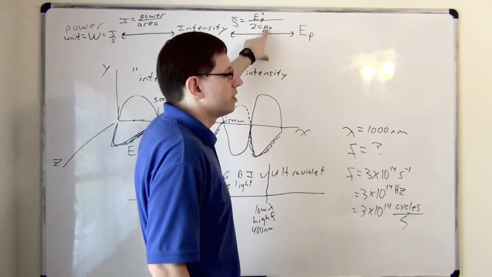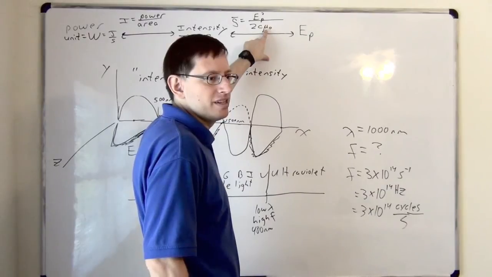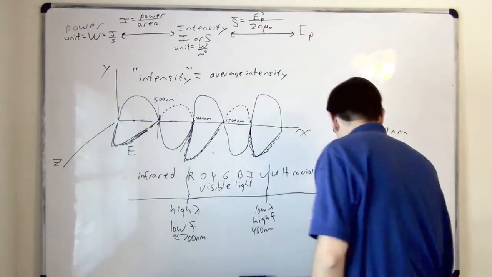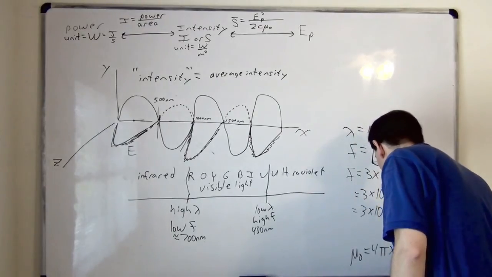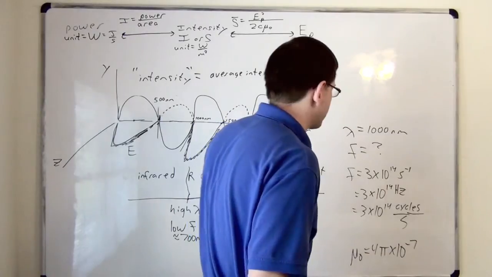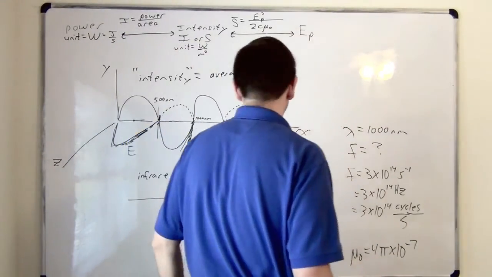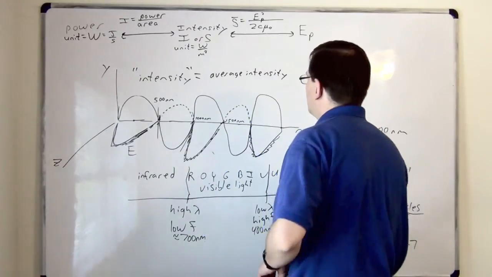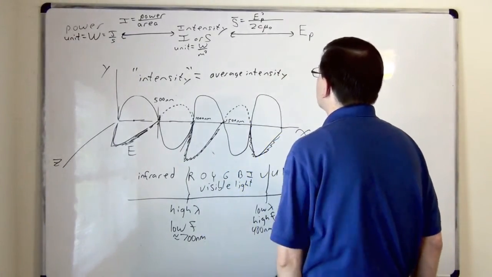This is what we've seen before, the numerical value in SI units is 4 pi times 10 to the negative 7. But you'll be given this on the test if you need it. I think this approximates to 10 to the negative 6, so you might be using that on the test. Okay, good.